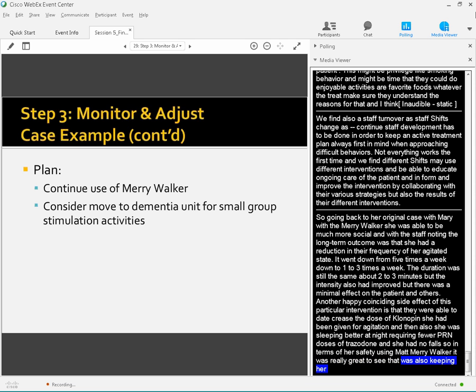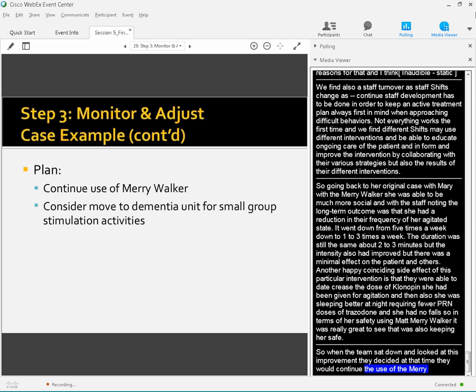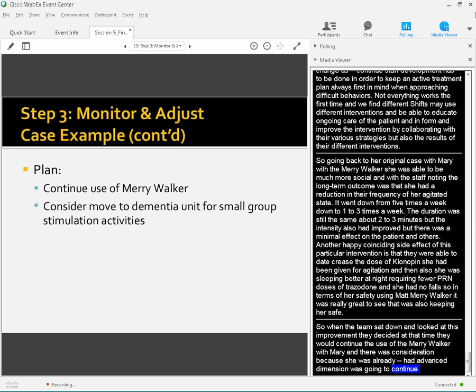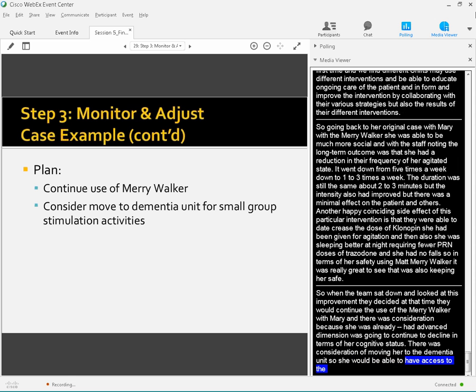So when the group, the team, sat down and looked at this improvement, they decided at that time that they were going to continue the use of the Mary Walker with Mary. And there was the consideration because she already had advanced dementia and obviously was going to continue to decline in terms of her cognitive status. There was a consideration of possibly moving her to the dementia unit, so that she also was able to have access to the small group of stimulation activities. And so that was part of the discussion in terms of when do we do this, when would it be appropriate and most helpful for her.